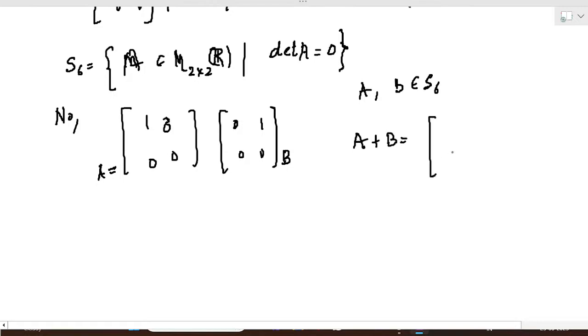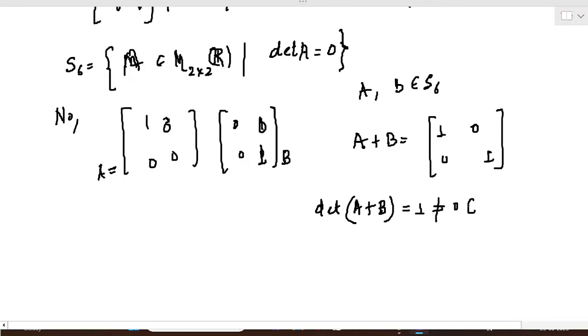Now let us take their sum. Not 1 here, take 1 here. Now the sum would be 1 0 0 1. Clearly the determinant of A plus B would be 1, certainly not 0. It implies that it certainly does not belong to S6. It implies that S6 is not a subspace.